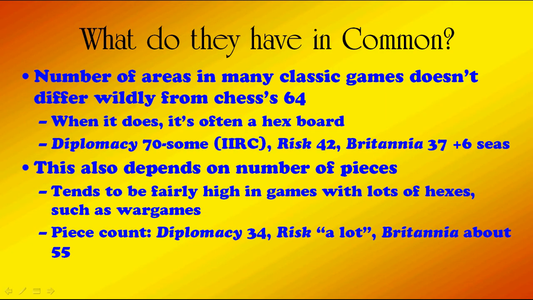Now, what do these boards have in common? The number of areas in many classic games don't vary wildly from chess, which is 64. Diplomacy has 70-some, as I recall. Risk has 42. Britannia has 37. Now, Axis and Allies has a lot more, although there's lots of different boards for Axis and Allies. Some are larger than others.